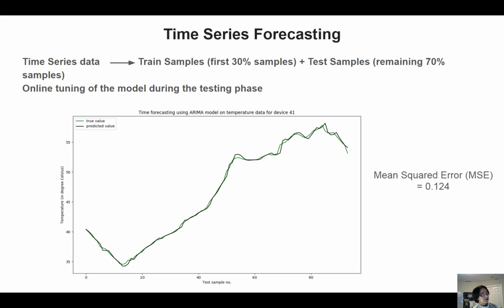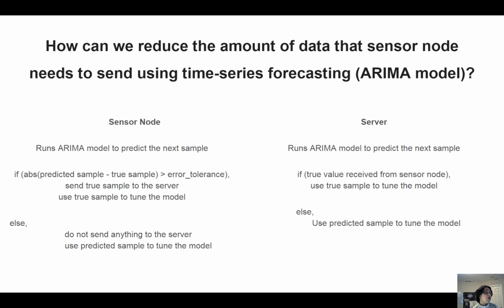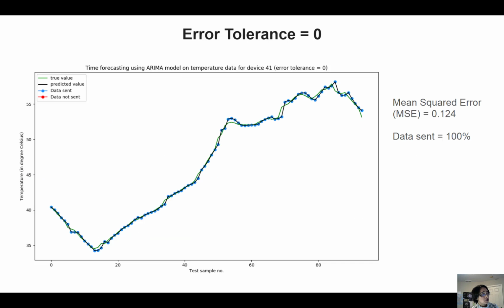We train using the first 30% samples and test using 70%, and then we tune the model online during the testing phase. Our goal is to reduce the data transfer from the sensor node to the server, and we do this using time series forecasting, and we change the error tolerance in order to decrease the data that is sent from the sensor node to the server.